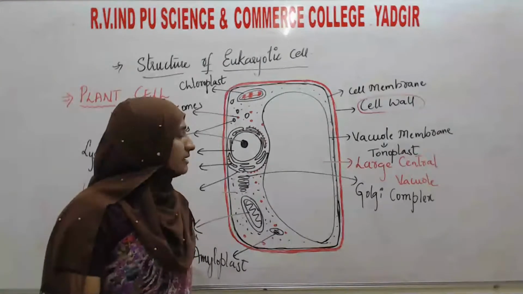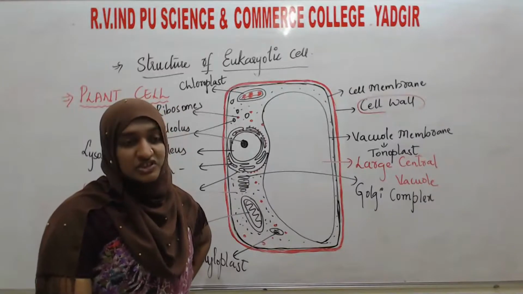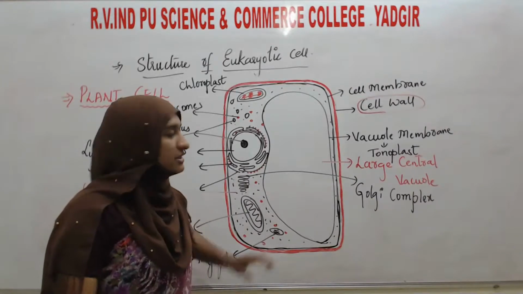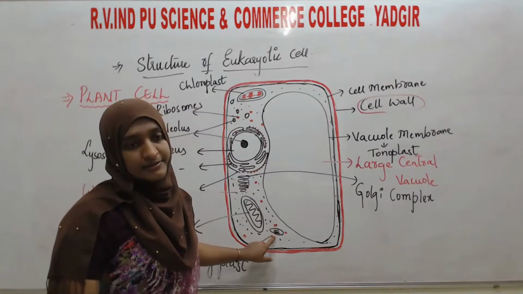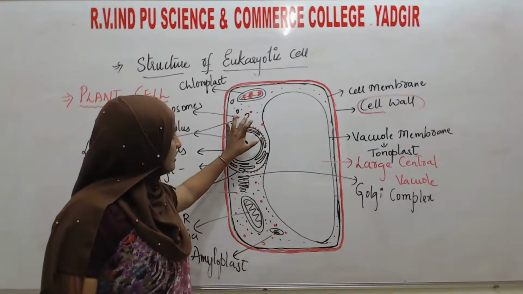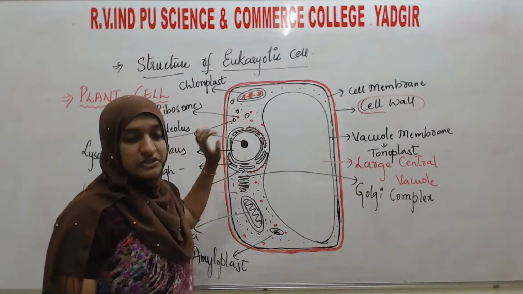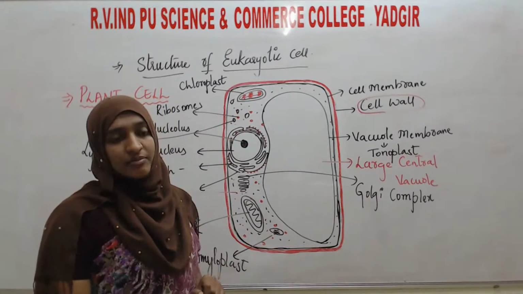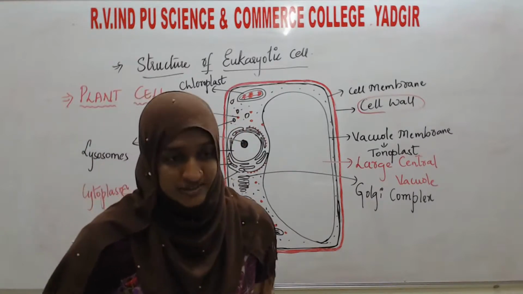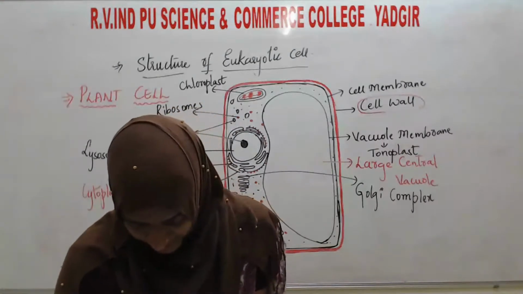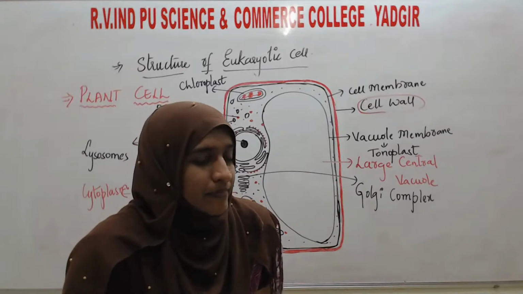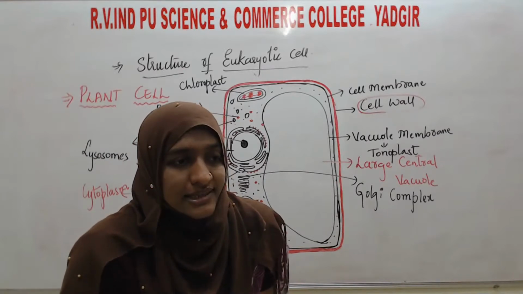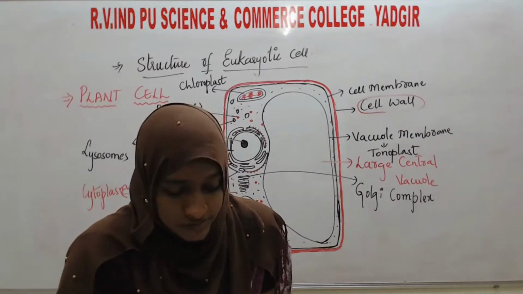Except that, there is a presence of plastids. What are the plastids? That is the chloroplast and amyloplast. Then, except this, there is a presence of lysosomes which secrete hydrolytic enzymes, and ribosomes are also present in the cytoplasm.